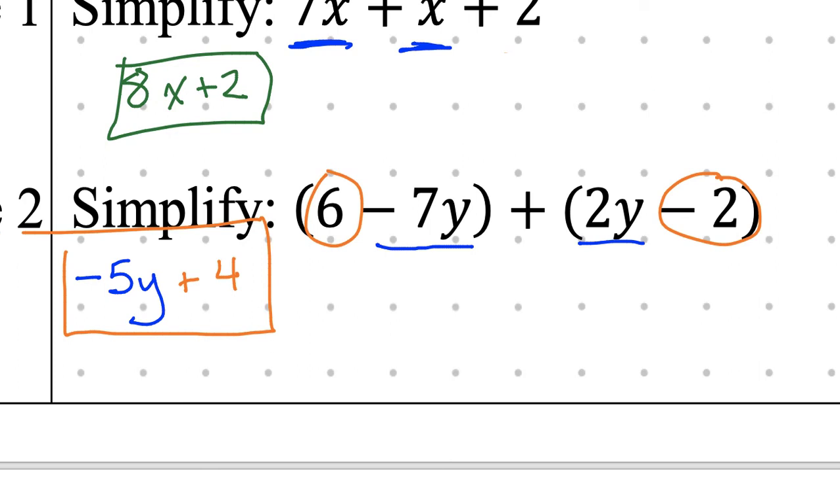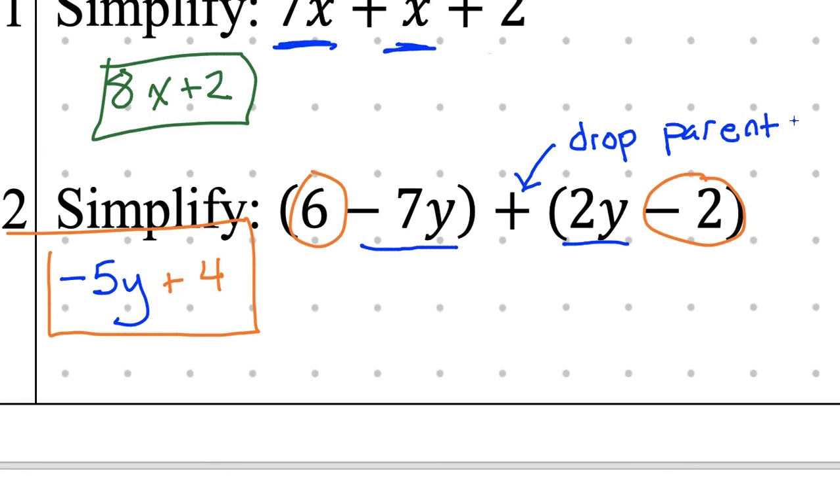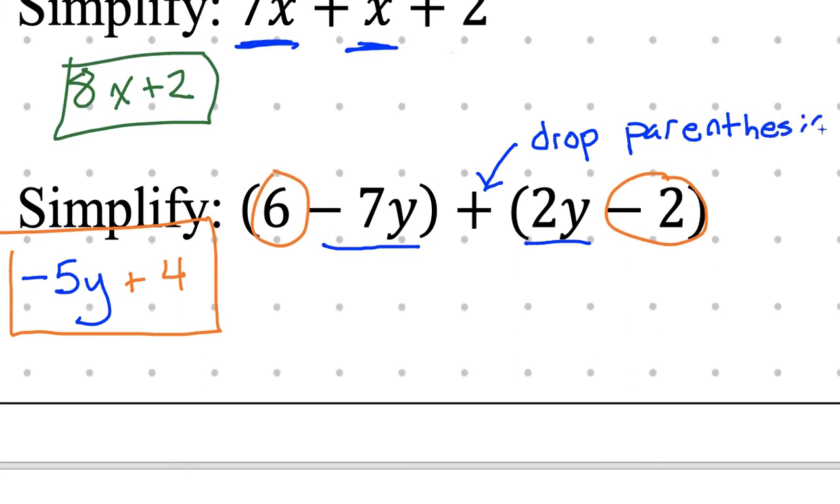So the one thing that I want to make a note of here is whenever you have a plus sign, drop the parentheses. Drop parentheses. Which means as soon as you see a plus, you can just scribble out those parentheses, pretend they are not there.